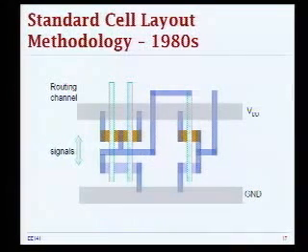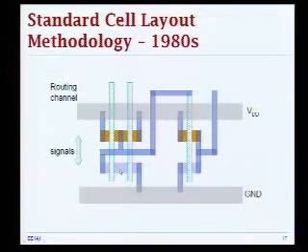The way we implement these functions is using standard cells. This is the standard cell layout methodology from the 80s. What we have over here is a gate. We have pull down over here, and we have pull up over here. We have transistors implemented horizontally. Can you recognize which gate this is?